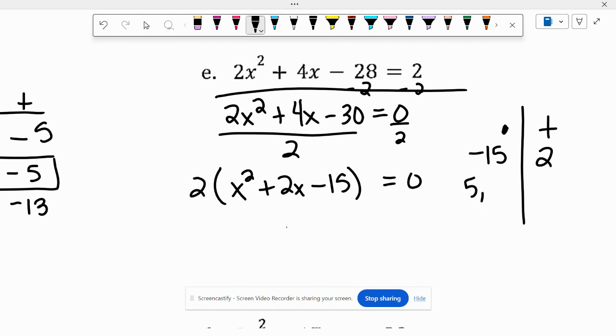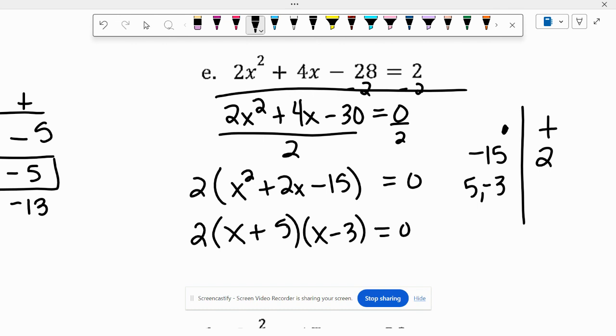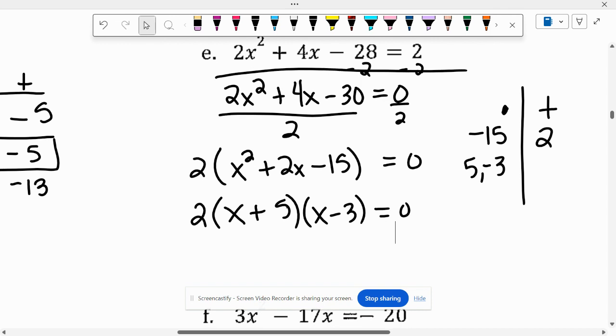Positive 5 and negative 3. So 2 stays out front, but that becomes x plus 5 times x minus 3 equals 0. So are my factors positive or negative or a mixture of both? It's a mixture of both. So that means I'm going to have one positive root and one negative root.